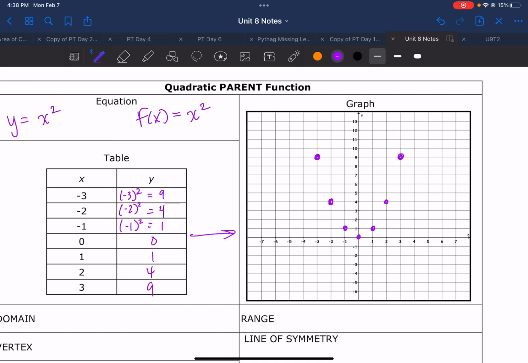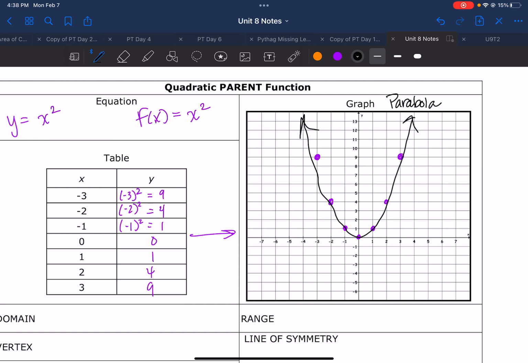So these are just some points of this graph, and of course this graph curves. It's not at an angle, but it curves, right? It goes like this. Whoa, that was ugly. But that is what the graph looks like. This is what we call a parabola.